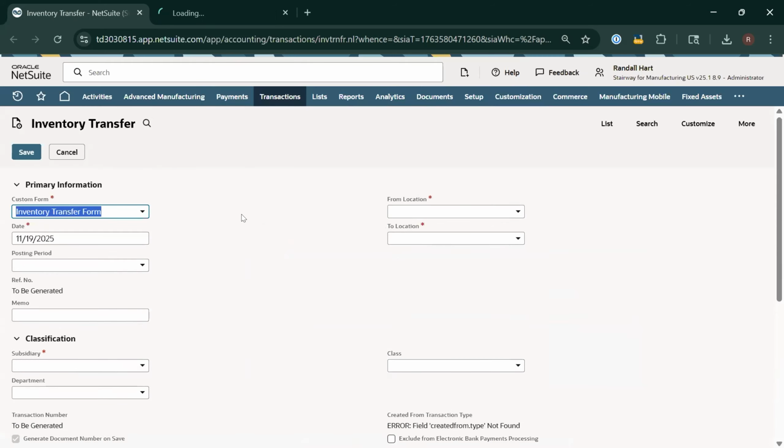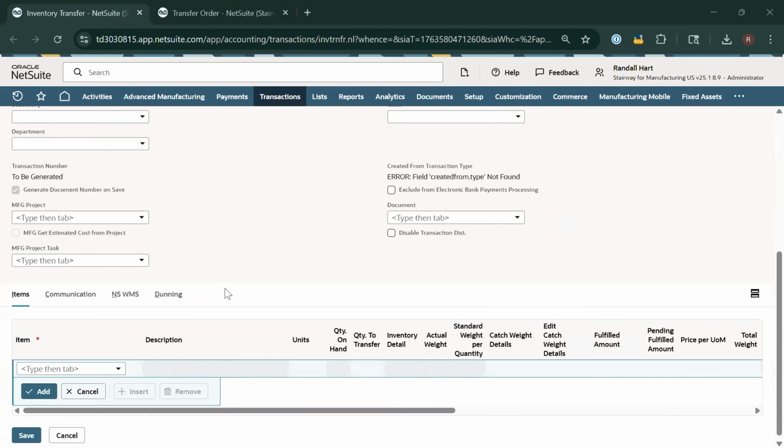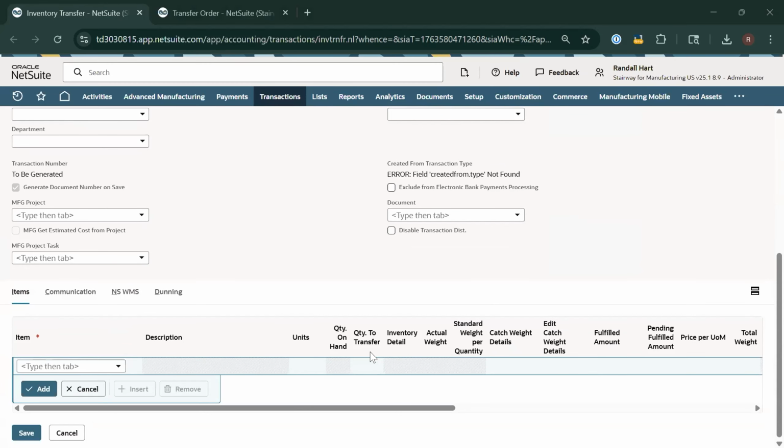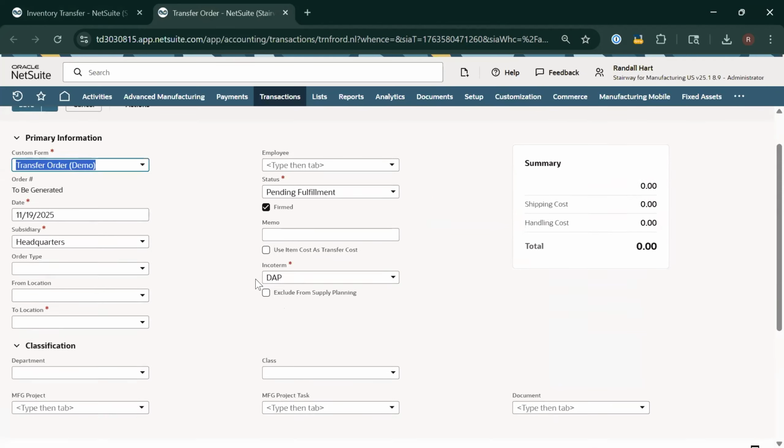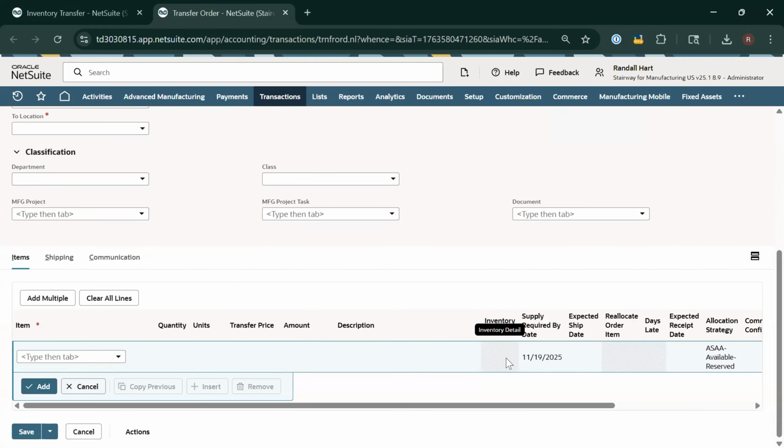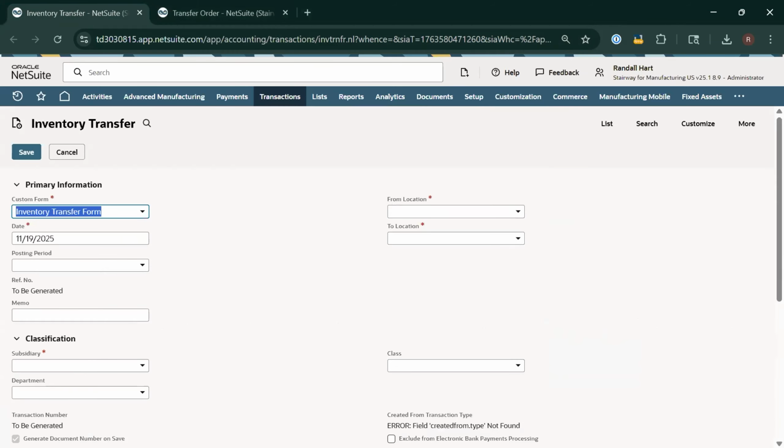Now, similar to the inventory adjustments, at first glance, these look fairly similar. They're both transaction screens. They both look similar to any other transaction you see in NetSuite, right? Units, quantity, fulfillment information. If we look at the transfer order, again, it looks relatively the same, but it has more information. So when do we use each of these? We use each of these when we have specific different kinds of movement going on.